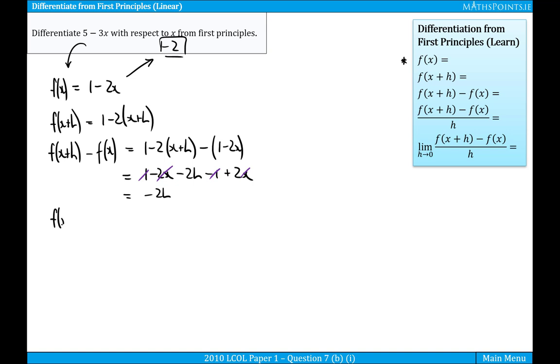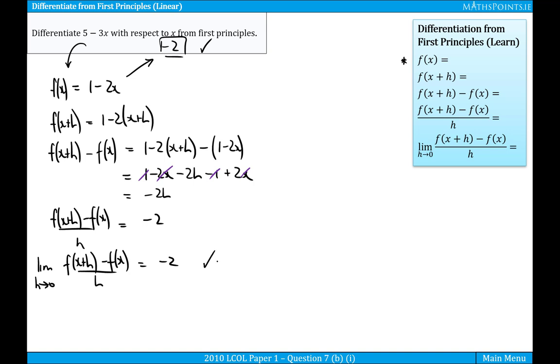The next step is to divide all of the terms remaining by h. So we're left with minus 2. And the last step is, if there's any h's left in the sum, which there isn't here, but if there was, they would turn into 0. And so we have minus 2. And again, we had that 2 minutes ago, and here we have it again from first principles. But that's the only way you'll get the marks if the question says differentiate with respect to x from first principles. Okay, let's have a look at a quadratic one.